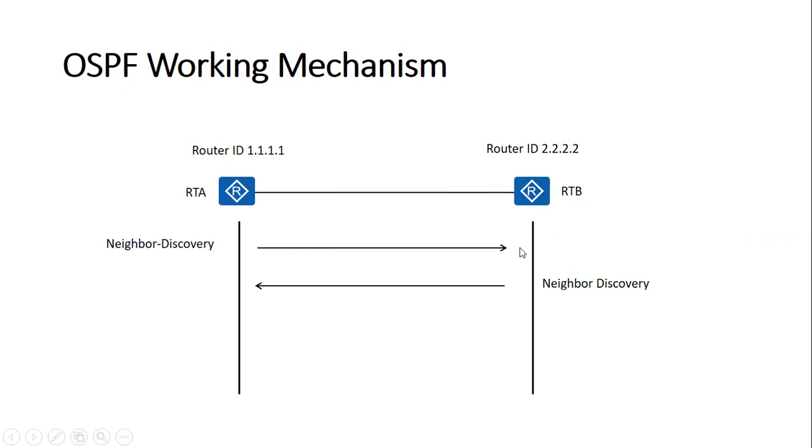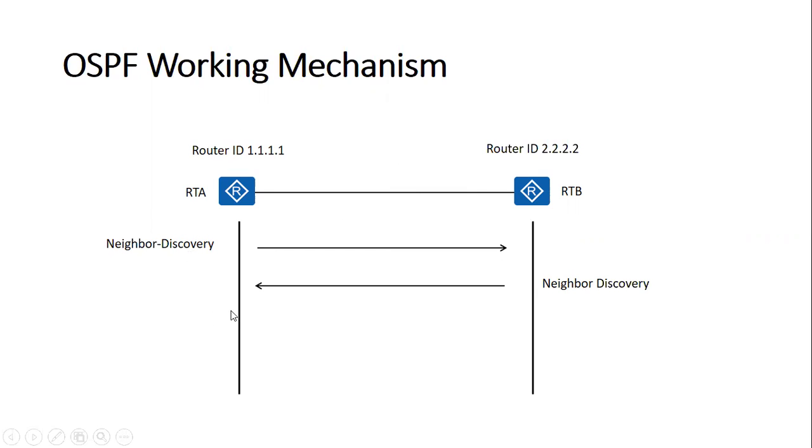Router A will discover router B as a neighbor, and router B will discover router A as a neighbor. Remember from our previous lesson on the working mechanism of OSPF, I've attached the link to it, so you can look at it and follow along.